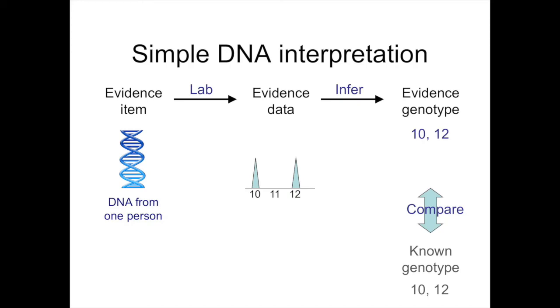We don't see signal at the other locations. And so just by looking at the two tallest peaks, over 20 years ago, scientists could look at data like this and infer that the evidence genotype was a 10-12. So whatever the genotype was that we couldn't see in the evidence item, molecular biology would reveal it in the data at, this is one of, say, 15 locations, and there'd be two peaks, a 10 and a 12, nothing else. There's the genotype, and later on, comparisons can be made and match statistics calculated.